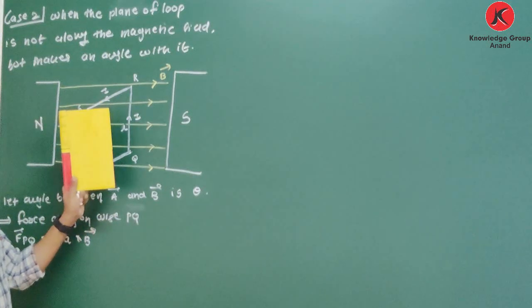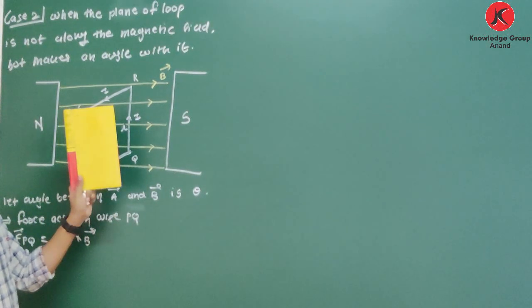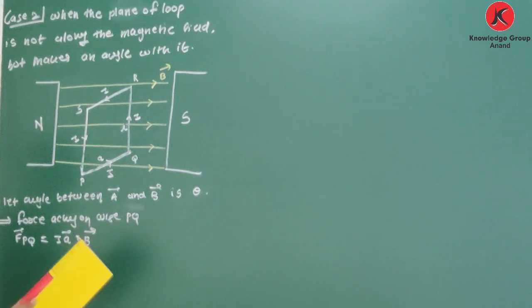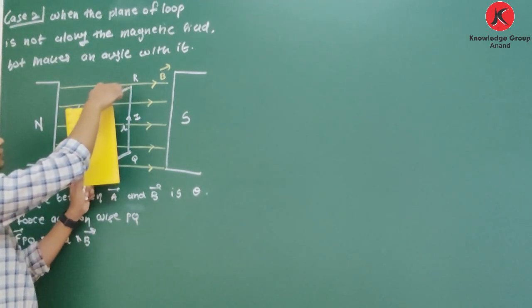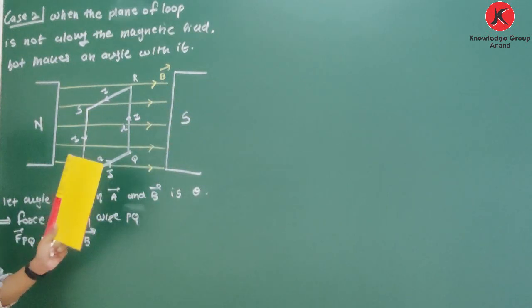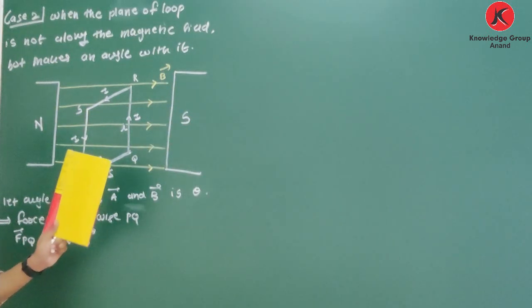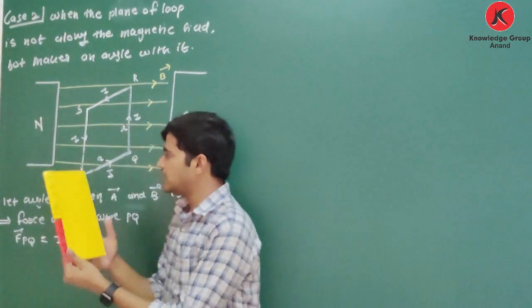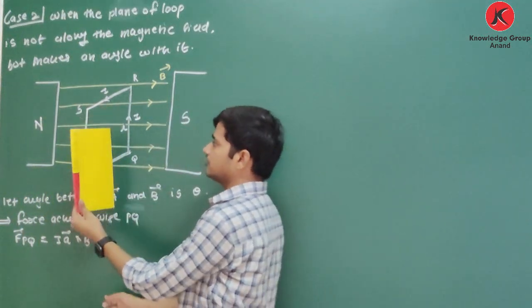Clear about this? Current flowing is in this direction. Magnetic field is in this direction. Then how to find the direction? See, I will place it like this. This loop is like this.